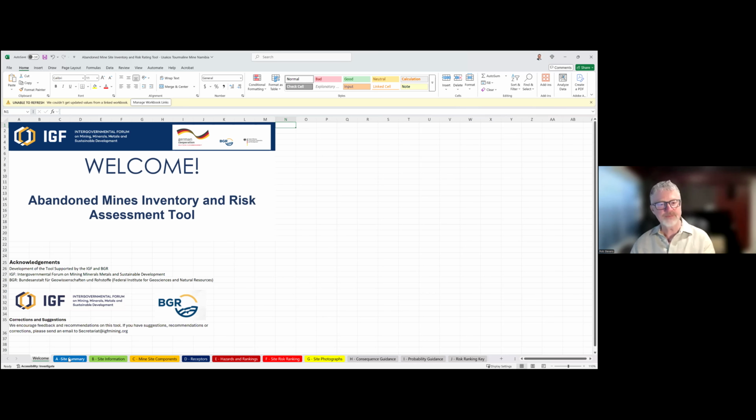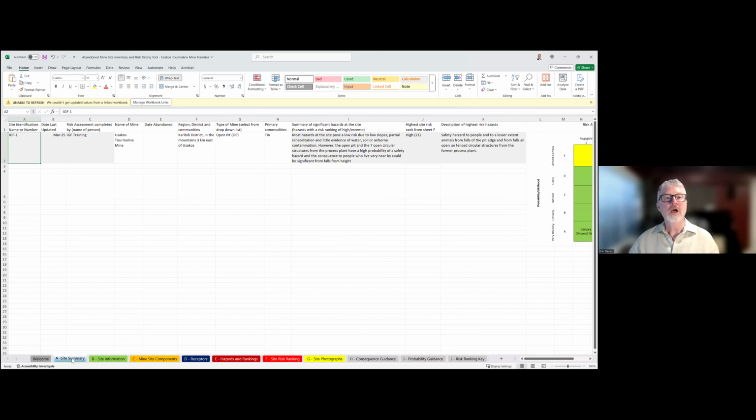So I'm just going to step through each of these tabs one at a time. The next one now is the site summary. So this one actually presents the overall summary of the site. Much of the information here is actually automatically populated as you work your way through other parts of this tool. This tab, the site summary, is actually what would be extracted and then put in a broader inventory.